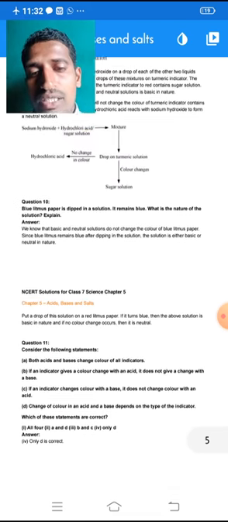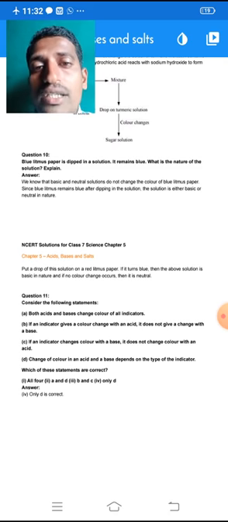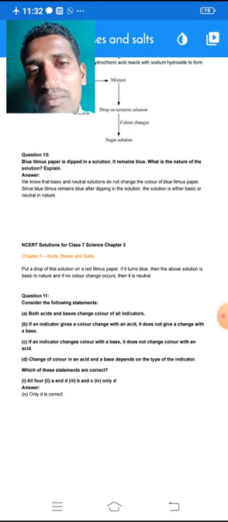So let's go for question number 10. Blue litmus paper is dipped in a solution. It remains blue. What is the nature of the solution? Explain. Already we know that when blue litmus paper is dipped in a solution, if it is acidic, it turns red. If it is basic, it remains blue only. So here it remained blue only. Then what is the nature of the given solution?